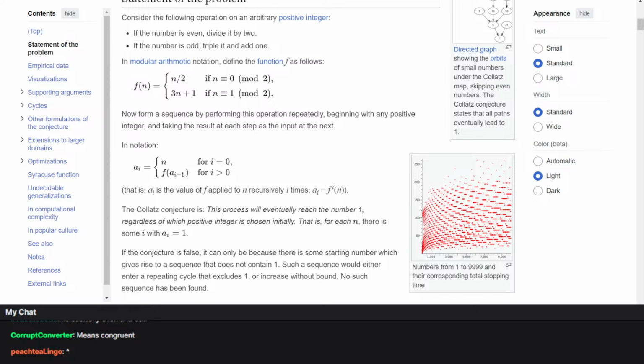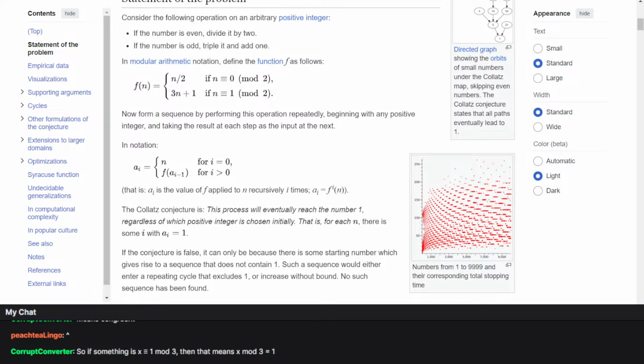Wait, take a number, any number. If it's even, divide by 2. If it's odd, multiply by 3 and add 1. Repeat until you reach 1. What does that mean, repeat until you reach 1? Oh, you mean like... Wait, if it's odd, multiply by 3. Oh, you just repeat. Okay, I see.